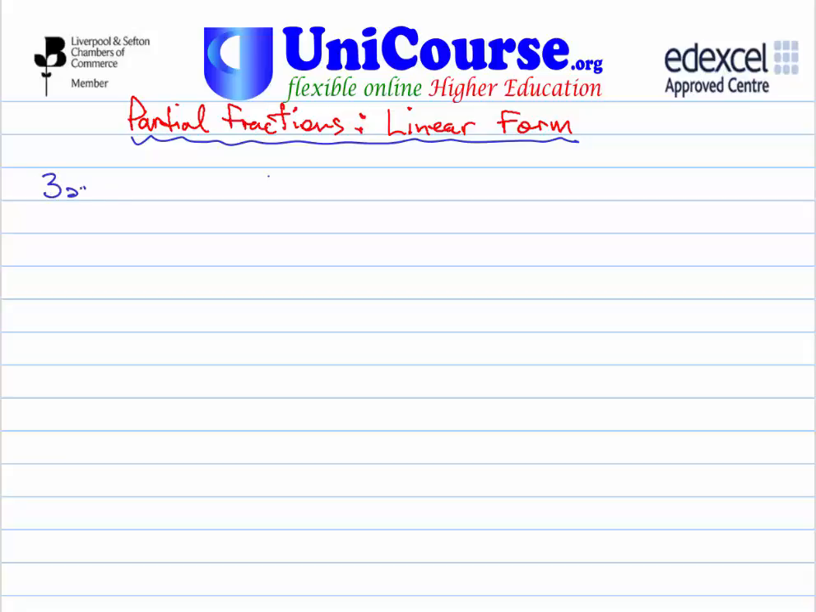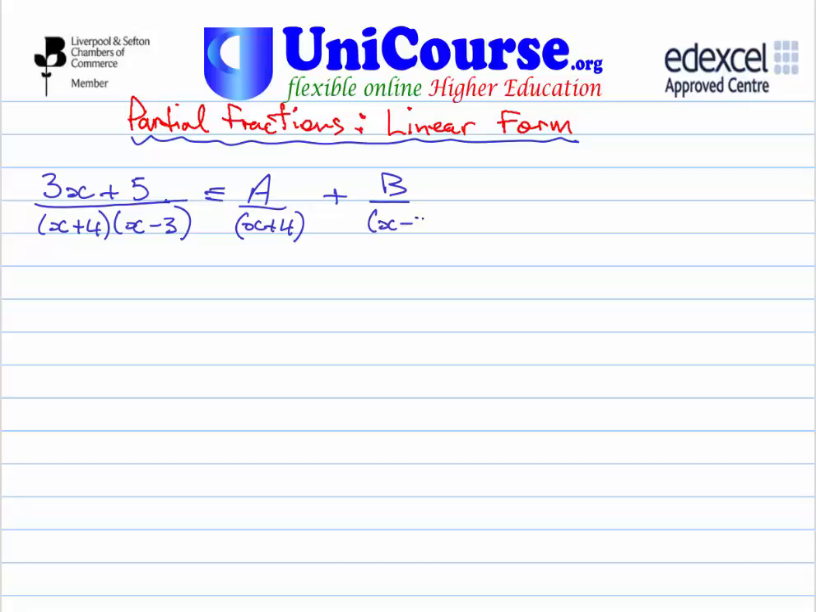Quick example, 3x plus 5 sitting over x plus 4 times x minus 3. Okay, so we have linear factors here at the bottom. X plus 4 is linear, x minus 3 is linear, so that's what we mean by linear. I'm saying this is equivalent to a, which is some value that you need to determine, a over x plus 4 plus b over x minus 3.